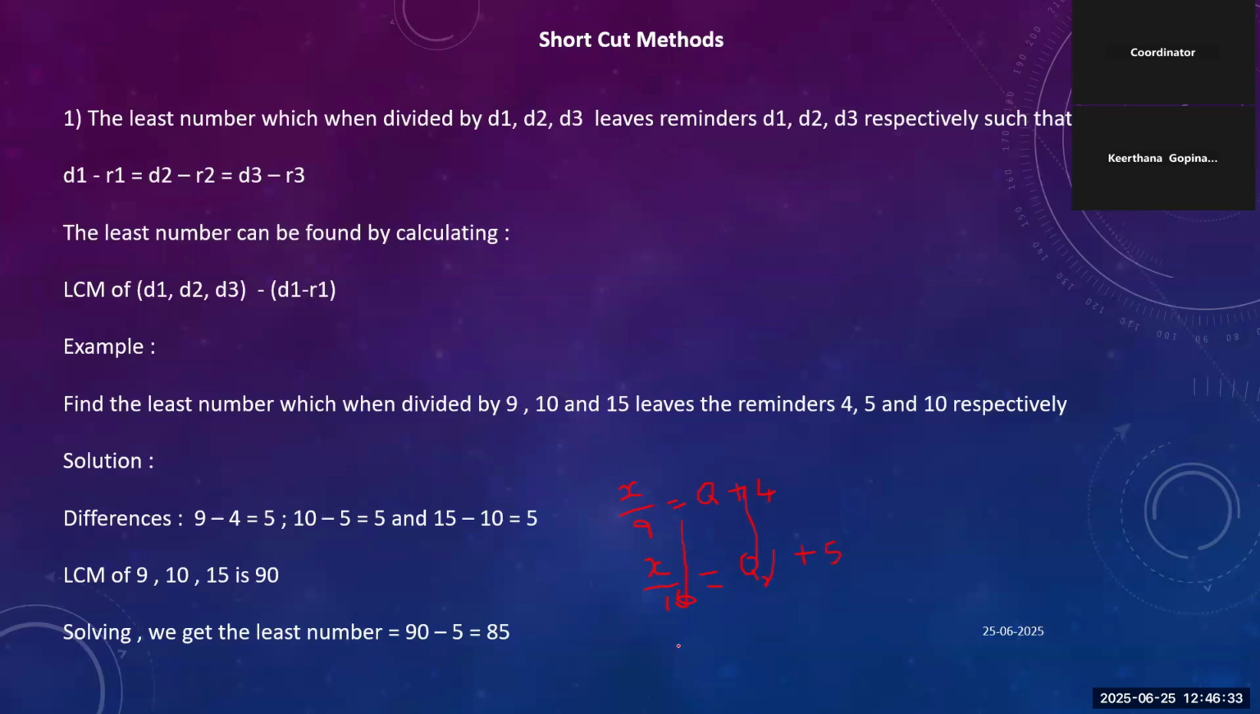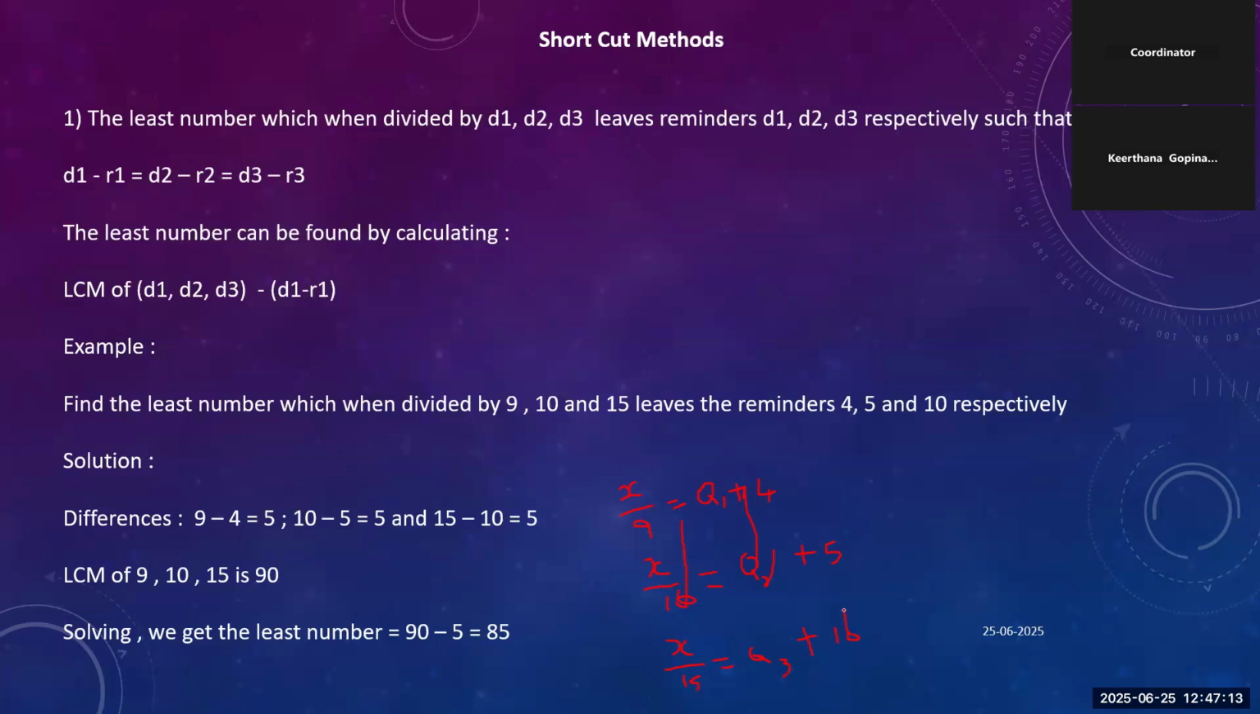So the first one is Q1. If you're doing another one, we should put it as Q3 and Q2. Now the third one is x, the same number, when it is divided by 15, equal to Q3, a different quotient, plus 10. Okay, so this is the problem.